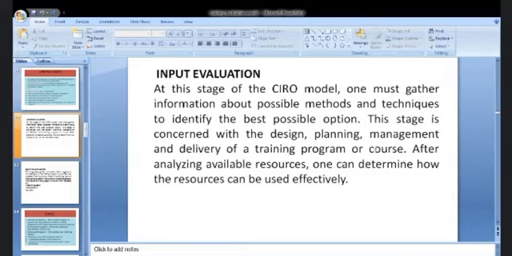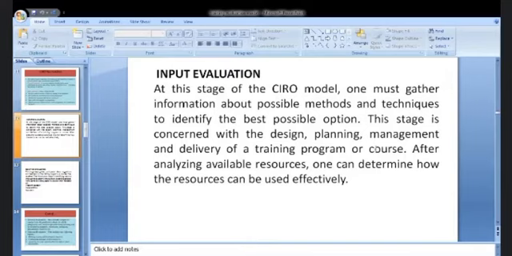Input evaluation is designing the training program to fill that gap. One must gather information about the possible methods and techniques which can be used as the best option to redress the performance gap. This stage is concerned with the design, planning, management, and delivery of a training program or course.